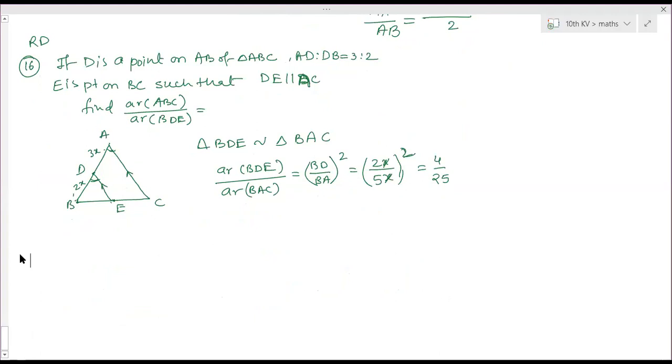Then question number 20. Mark that question. Somewhat different.